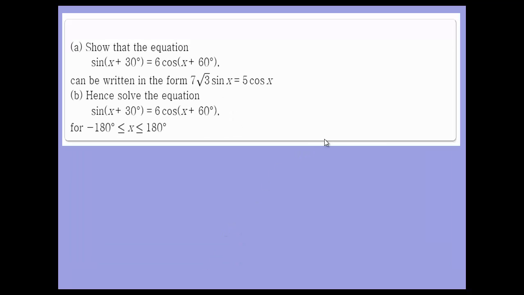Okay, here's another one to have a go at. Again, pause the presentation, have a go, and then I'll show you it when you're ready.